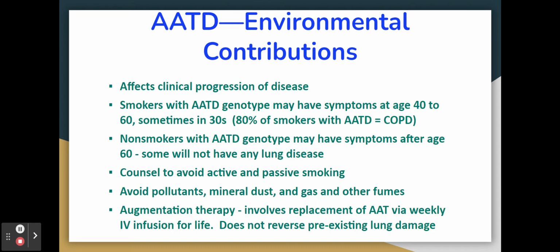80% of you with the gene and the cigarette smoke will have COPD. And you probably get it before most people would. Non-smokers with AATD might have symptoms after age 60, depending on their other exposures, but some won't have any lung disease. So that environmental trigger is really crucial. If you knew you had this, wouldn't you want to do something about it? And of course, we're going to counsel people to avoid active and passive smoking. Maybe all smokers should be tested for this genotype.